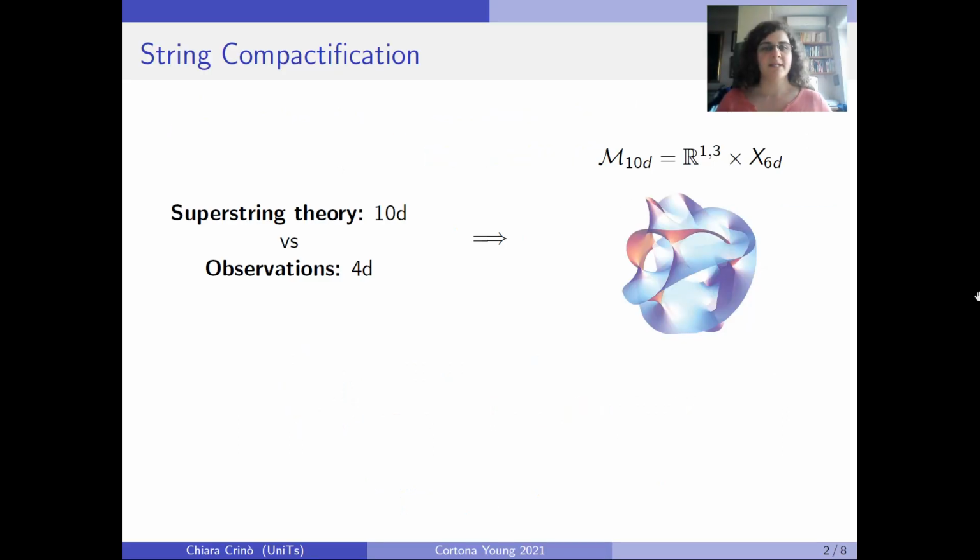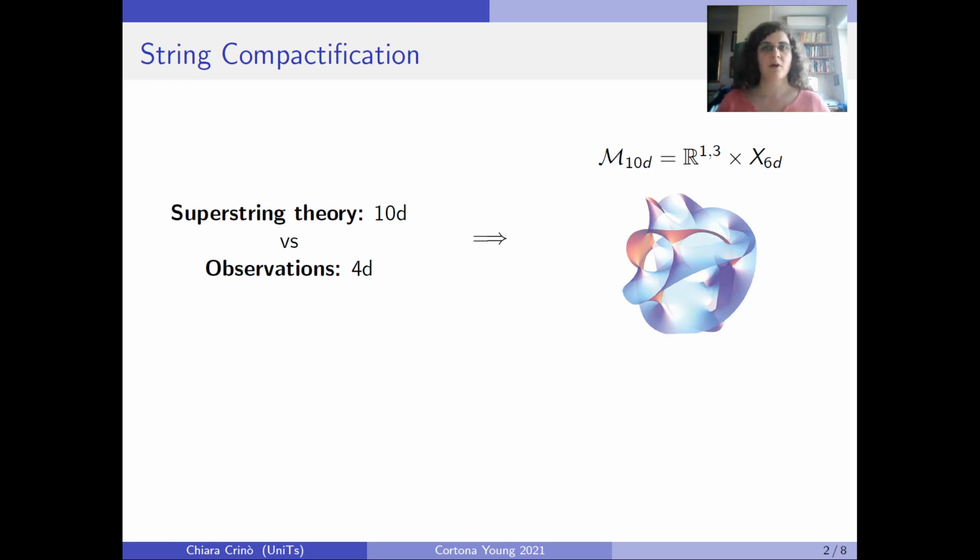Let's start with some basic concepts. The most studied version of string theory, which is superstring theory, describes a 10-dimensional universe. On the other side, we only observe 4 dimensions. Therefore, we need to assume that these 10 dimensions can be factorized into a 4-dimensional space-time, which is the one we observe, times a 6-dimensional manifold, which is compactified at a very small length scale and whose geometry determines the low-energy physics of the 4-dimensional space.